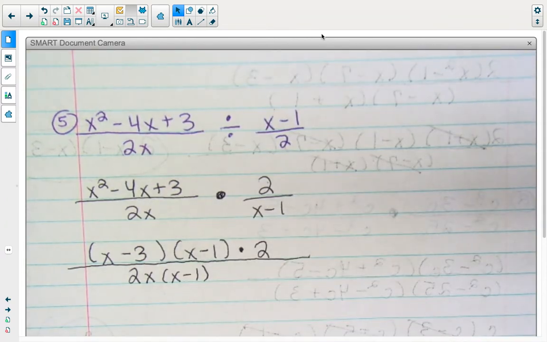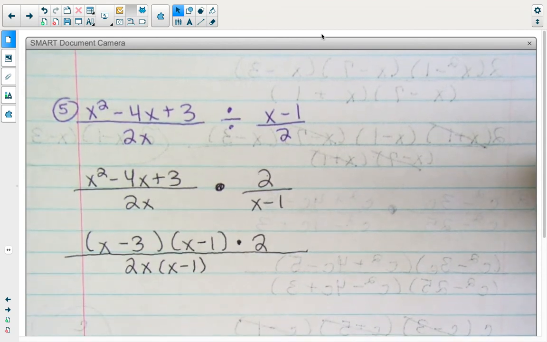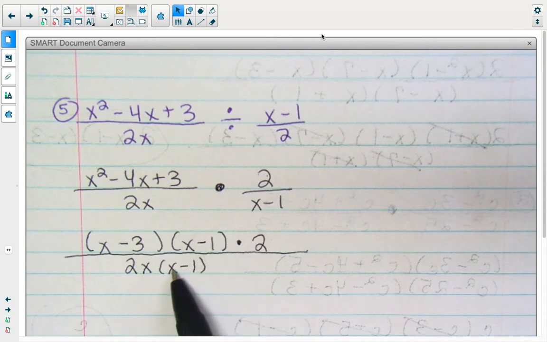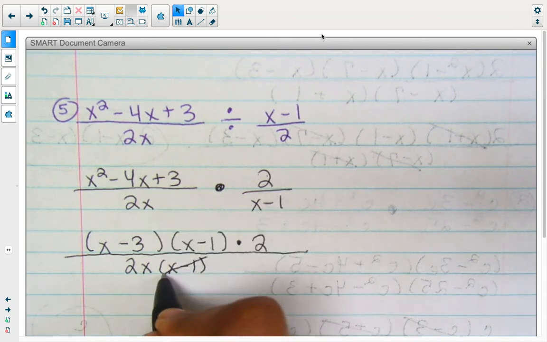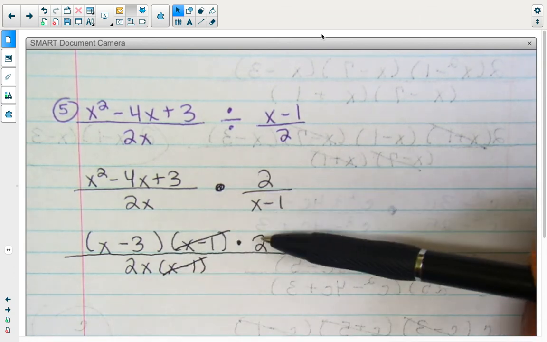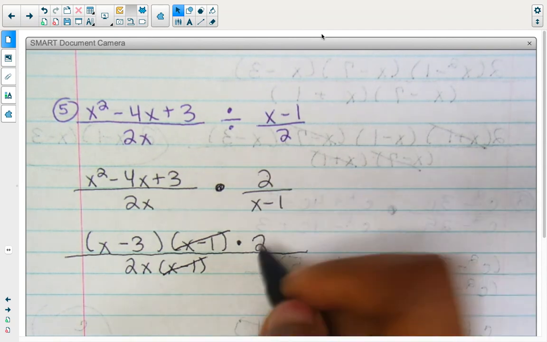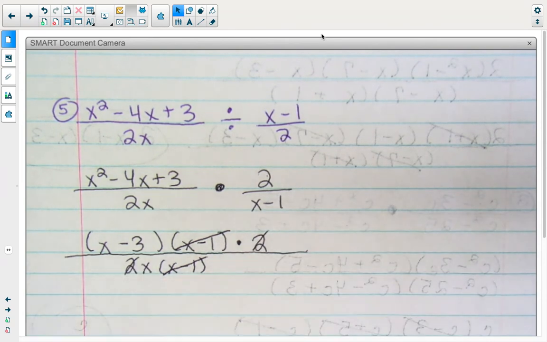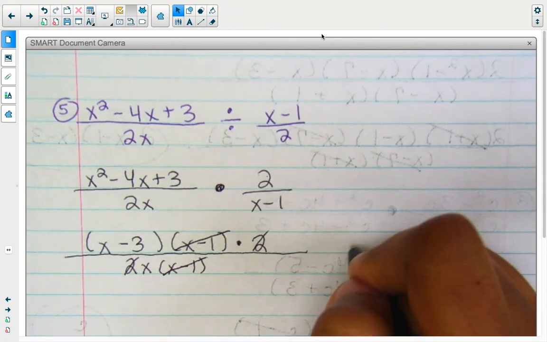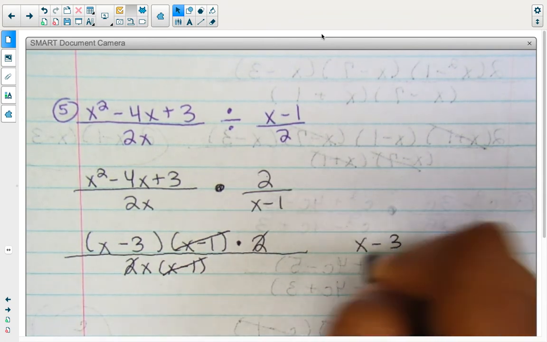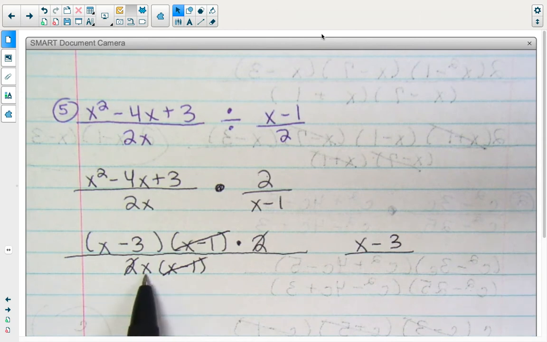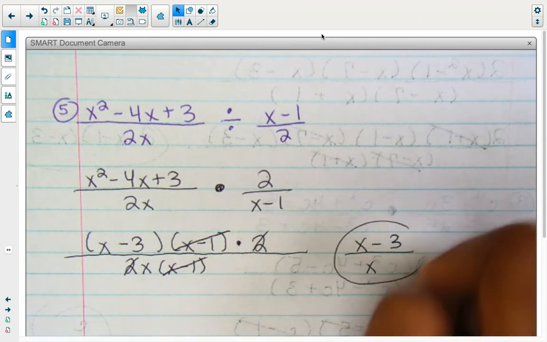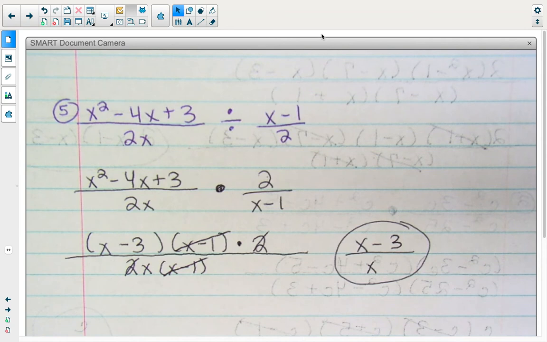All right, now we can start crossing stuff out. If you have the same thing in the top and bottom, it cancels. So I see an x minus 1 here, and I can cross that out with x minus 1. I see a 2 on top and a 2 right here, so I can cross out just the 2. And I think that's it. So left on top, I have an x minus 3, and left on the bottom, we have an x. So that is our final answer.